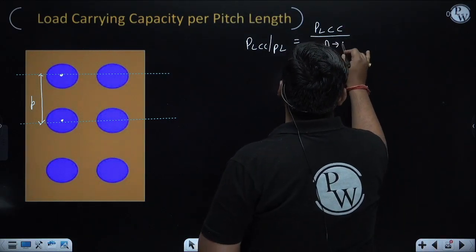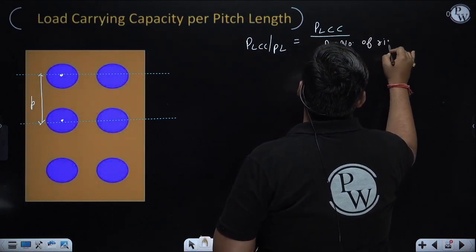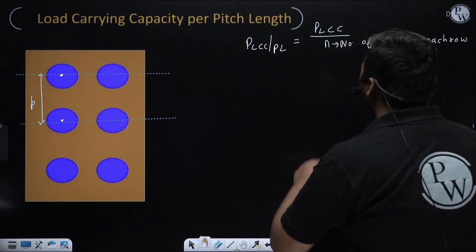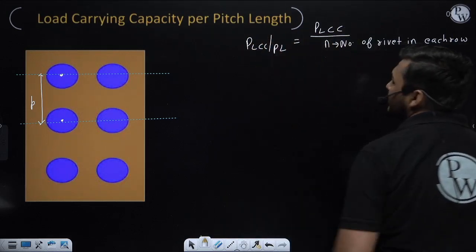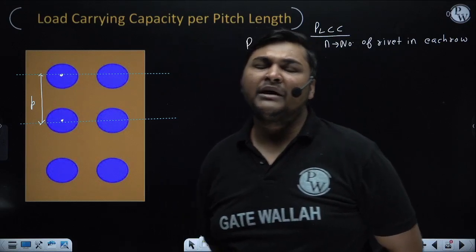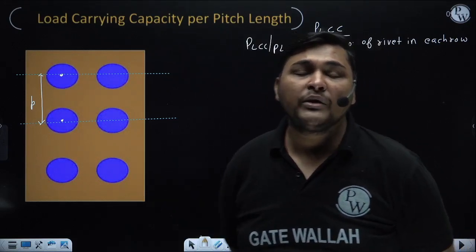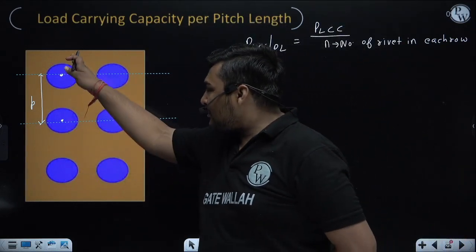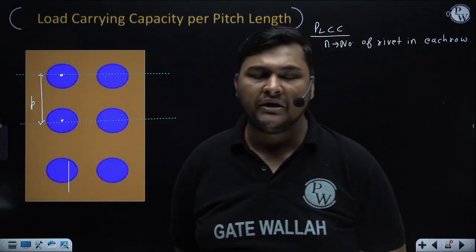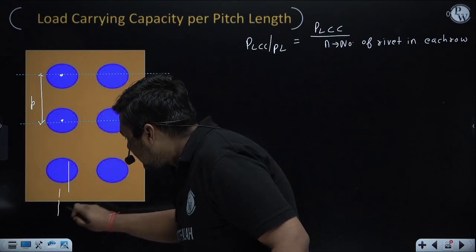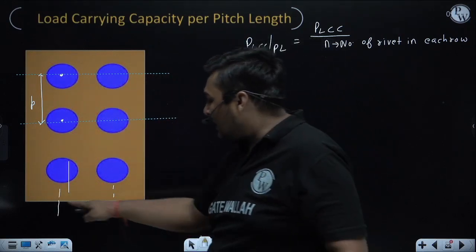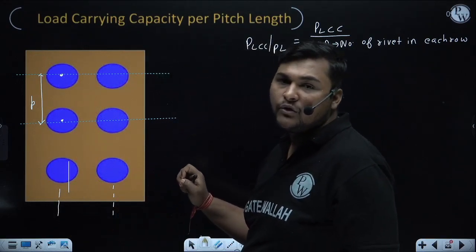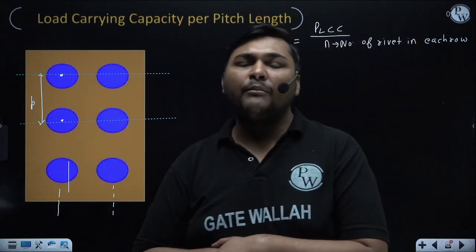Small n, what is small n here? It is the number of rivets in each row. Right now we are not calculating total load carrying capacity, I am calculating load carrying capacity per pitch length. The examiner will generally ask for load carrying capacity per pitch length when the number of rivets in each row is not given in the question. Right now you will say, sir, from this diagram we can say the number of rivets in each row is 3. But right now I don't know the number of rivets in each row. It might be possible this strip is bigger and one more rivet can come in this row and one more rivet in that row. So we are discussing this when the number of rivets in each row is not given.